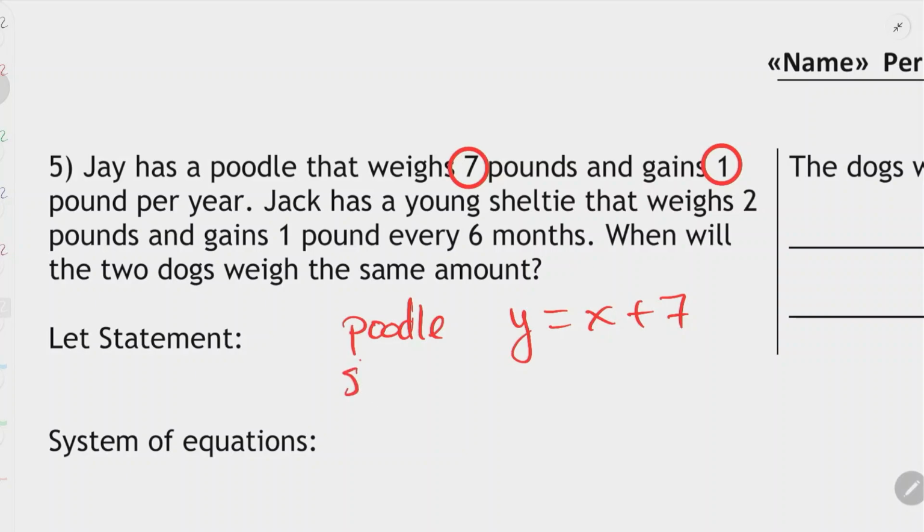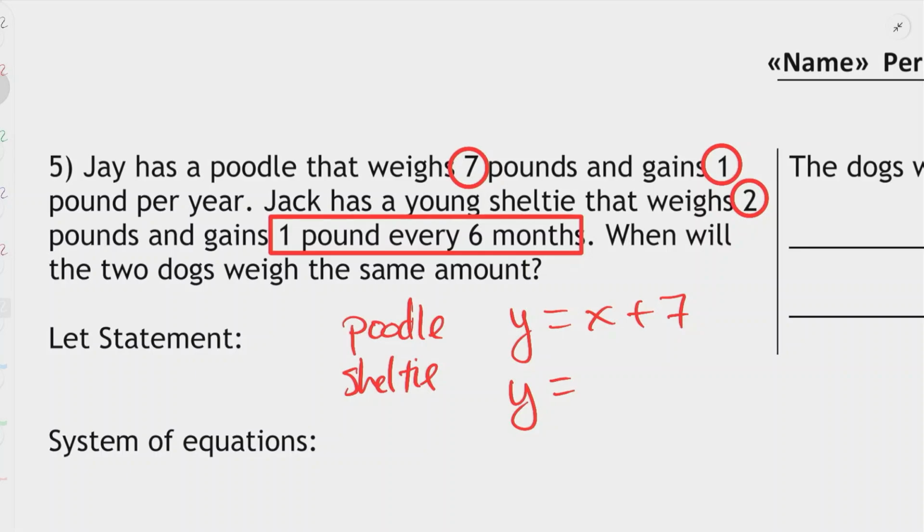And then the Sheltie weighs 2 pounds right now, and it is gaining 1 pound every 6 months. Well, if it's gaining 1 pound in 6 months, we know that 6 months is half a year, so in pounds per year, that's 2 pounds per year. So every single time x goes up by 1, it gains 2 pounds. So the Sheltie's equation is y is equal to 2x plus 2.